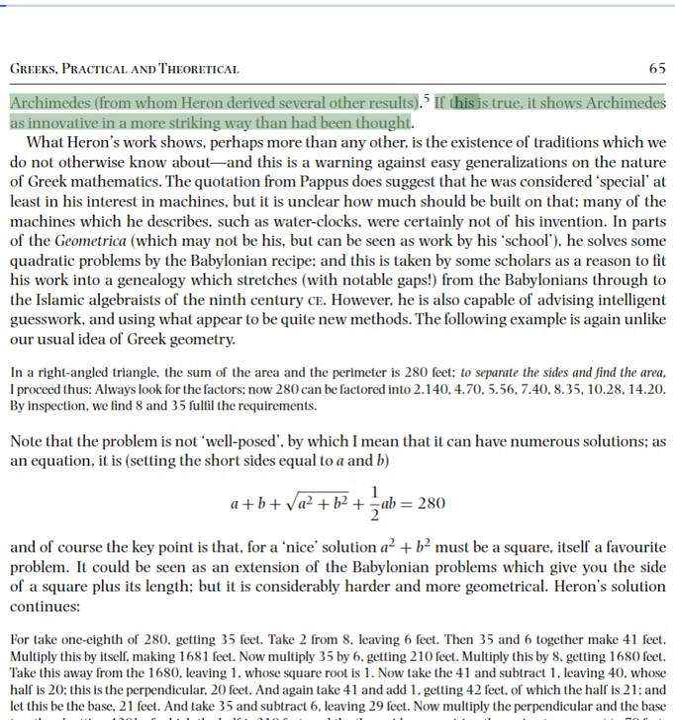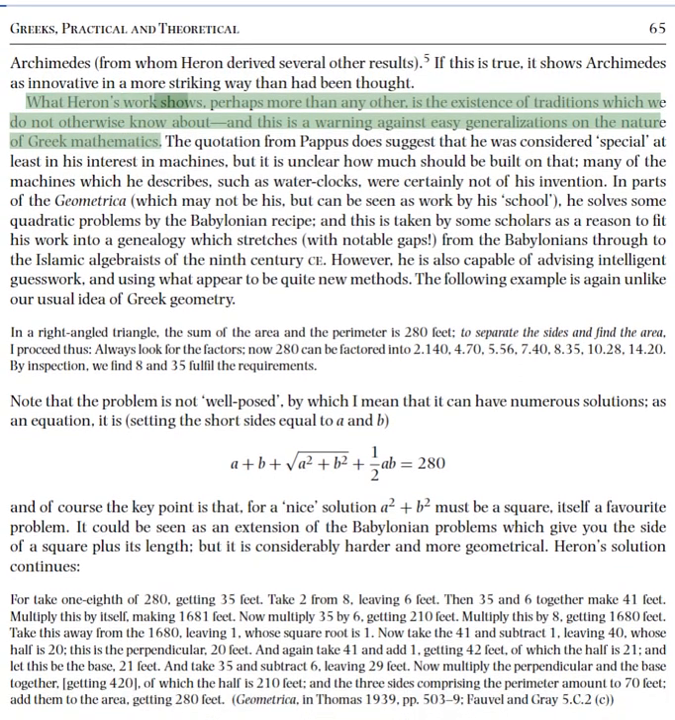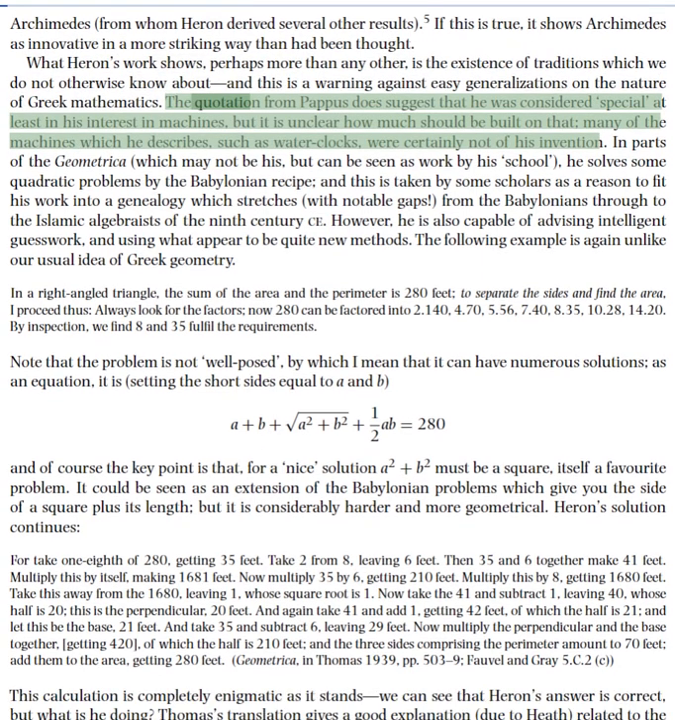If this is true, it shows Archimedes as innovative in a more striking way than had been thought. What Heron's work shows, perhaps more than any other, is the existence of traditions which we do not otherwise know about, and this is a warning against easy generalizations on the nature of Greek mathematics. The quotation from Pappus does suggest that he was considered special at least in his interest in machines, but it is unclear how much should be built on that. Many of the machines which he describes, such as water clocks, were certainly not of his invention.